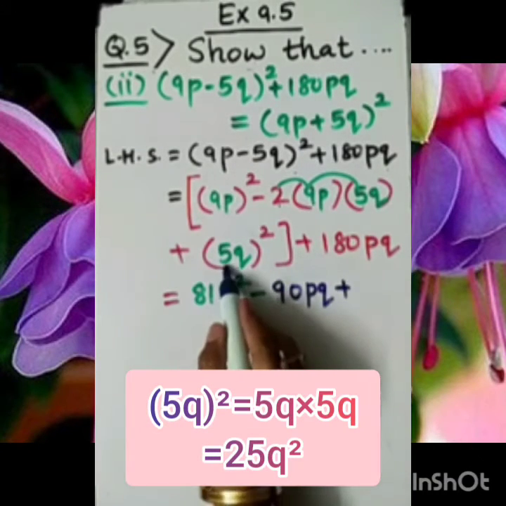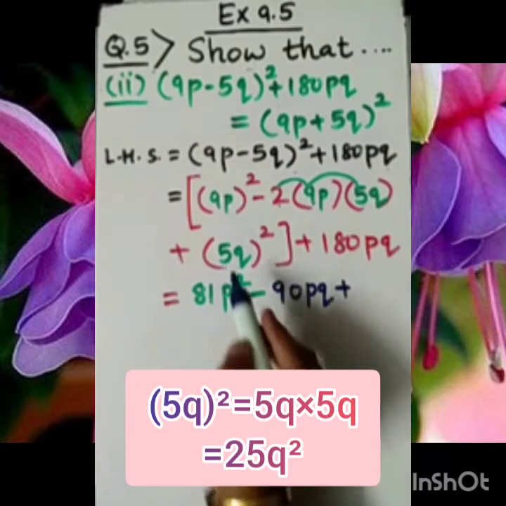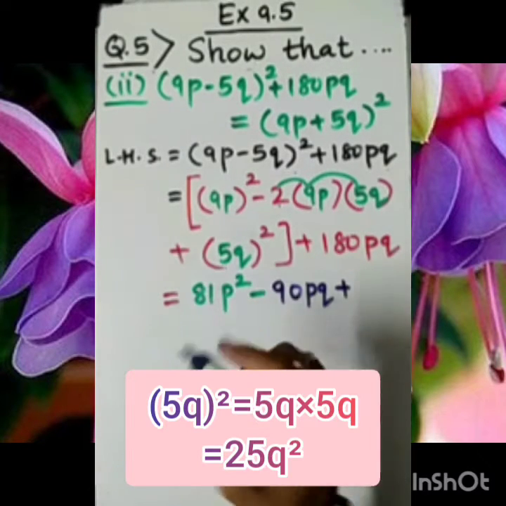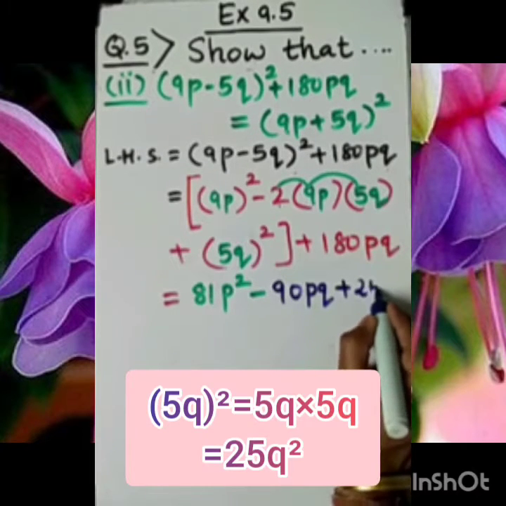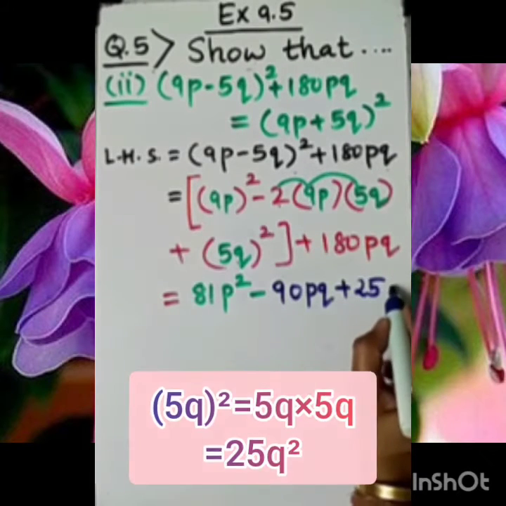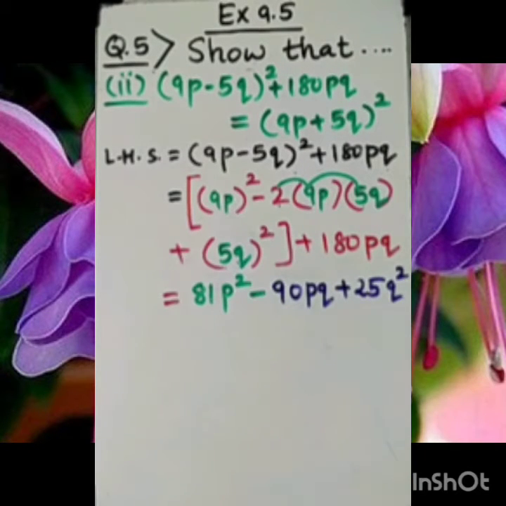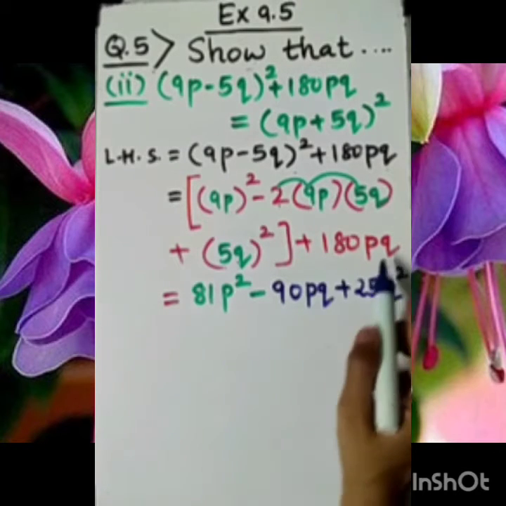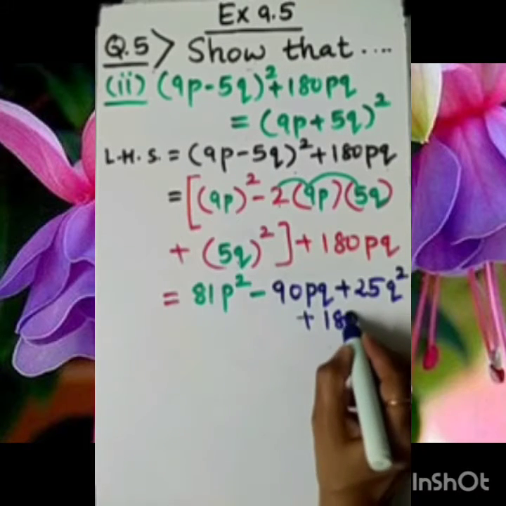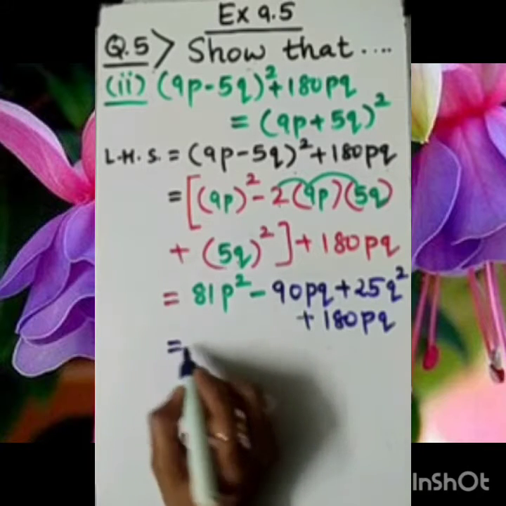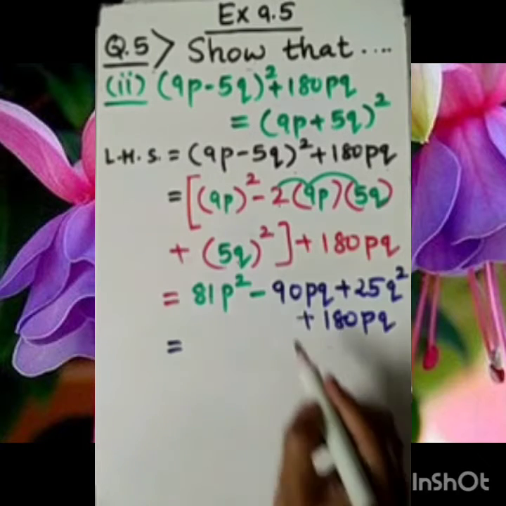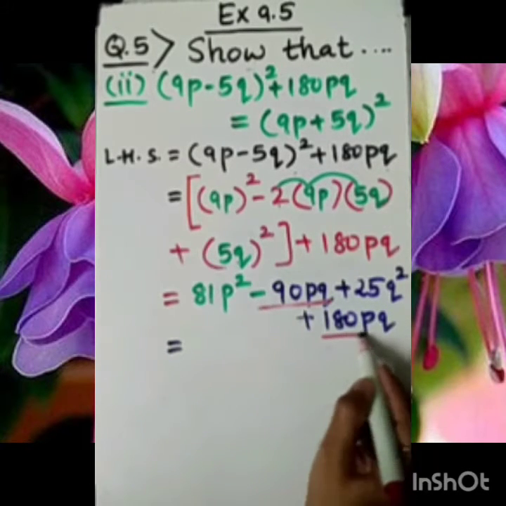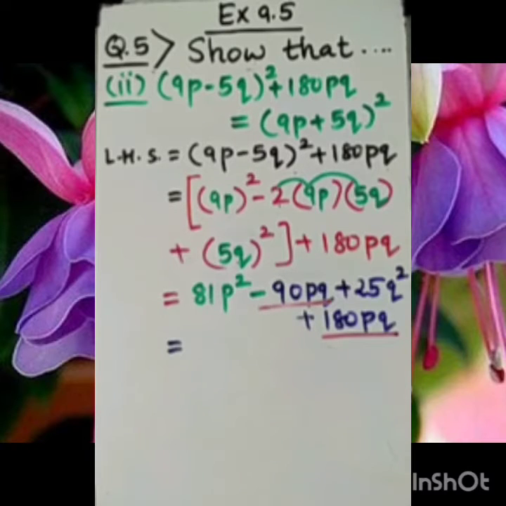Next step, plus. What about 5q whole square? We know, dear student, 5 square means 5 into 5, 5 fives are 25, and of course the square of this variable also, so it will be q square. Fine, and one additional term is here, that is plus 180pq. I am putting it here. Now observe carefully, there are some like terms. Which two terms are like? You can see minus 90pq and plus 180pq, they are like terms.